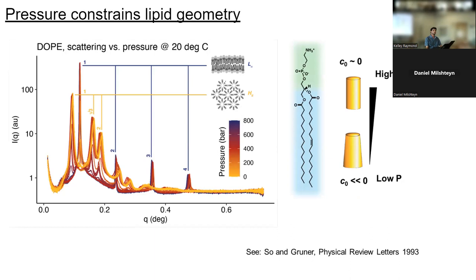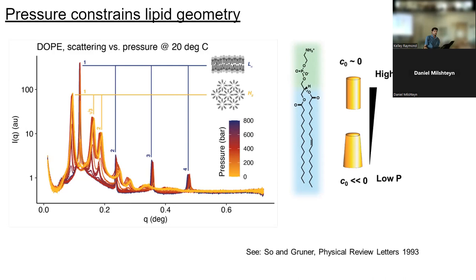So under pressure, what happens is if you have this conical lipid, pressure is going to try to compress that and reduce volume. This also compresses the geometric shape of the lipid. So it's not a cone anymore. It's going to be constrained more into a cylinder.